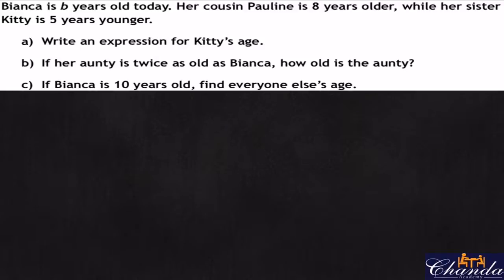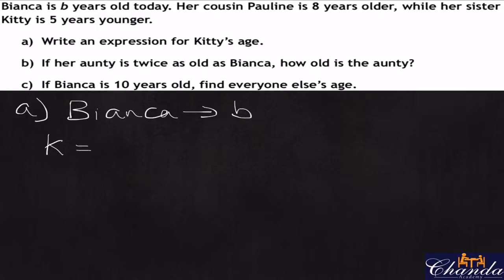Okay, so we have A. So Bianca is B years old. Now for Kitty, let's call her K, is equal to whatever Bianca is, which is B, minus 5, because as it says, Kitty is 5 years younger.